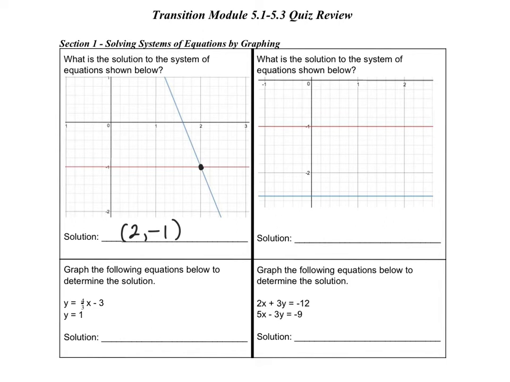Our second example, if we look, our two lines are parallel. They're never going to intersect, which means we have no solution.